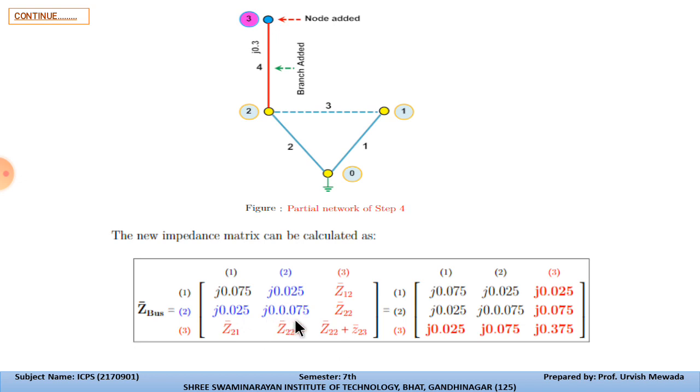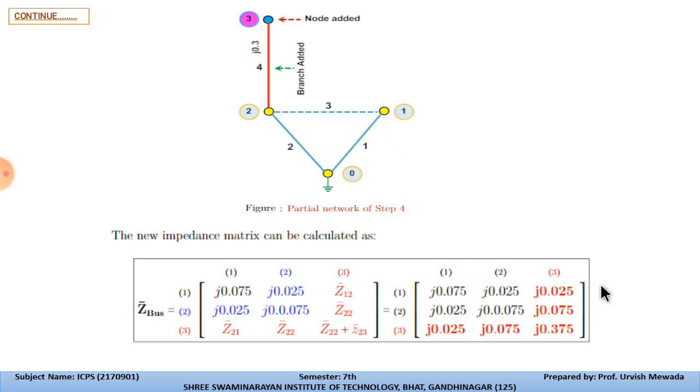means Z22 is 0.0, this is the printing mistake, 0.075, and Z23 is 0.3. So let's we put the values of all. So we have Z23, means 23 is J 0.3. So by placing the value over here we will get J 0.375, and Z12. So Z12 is already we have 0.025, means this is the old matrix.